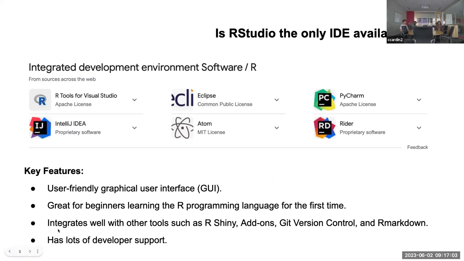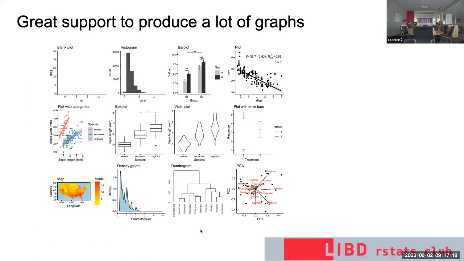Well, RStudio also integrates well with other tools like RShiny add-ons and Git version control that you need when you are working in collaborative teams. And it has a lot of developer support, which is very important when we are working with this kind of language. And one of the main reasons people like R is because it has great support to produce a lot of graphs. This is just an example, because they really have a big quantity of graphs and types of graphs, and it's very nice to support the care.